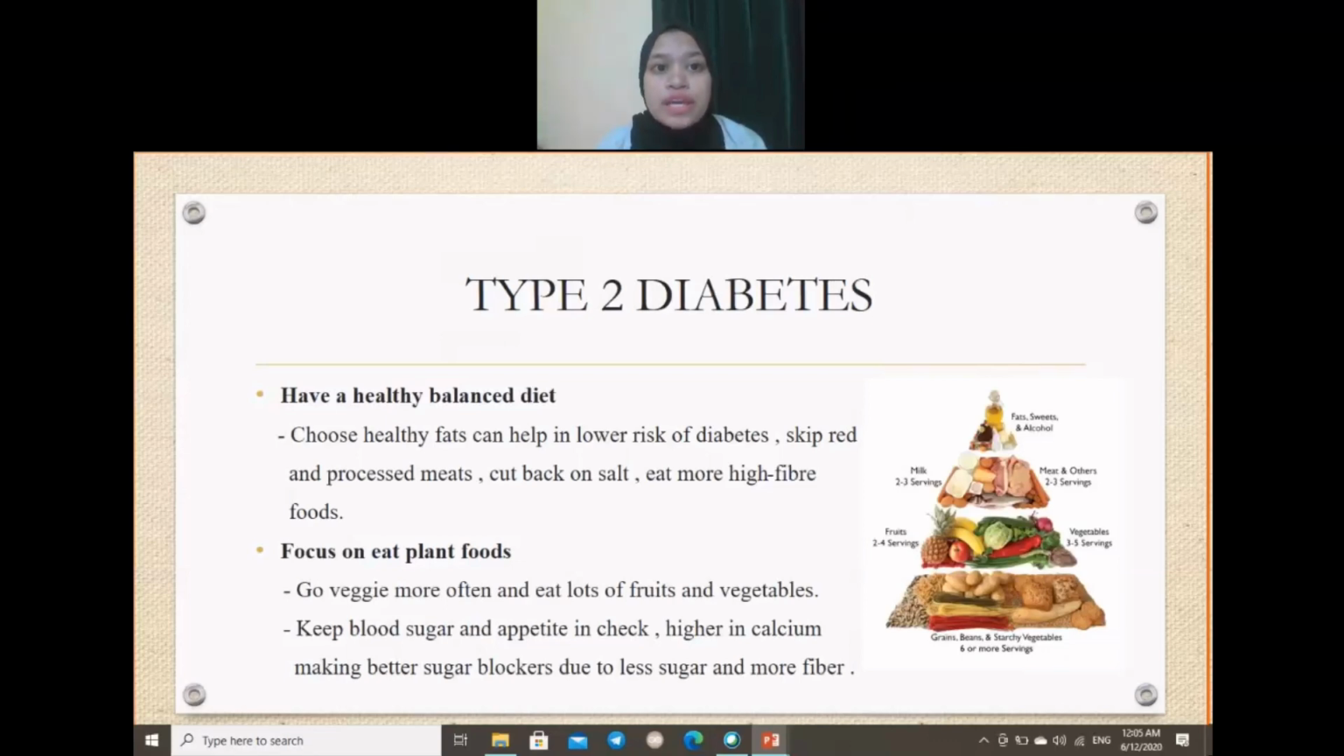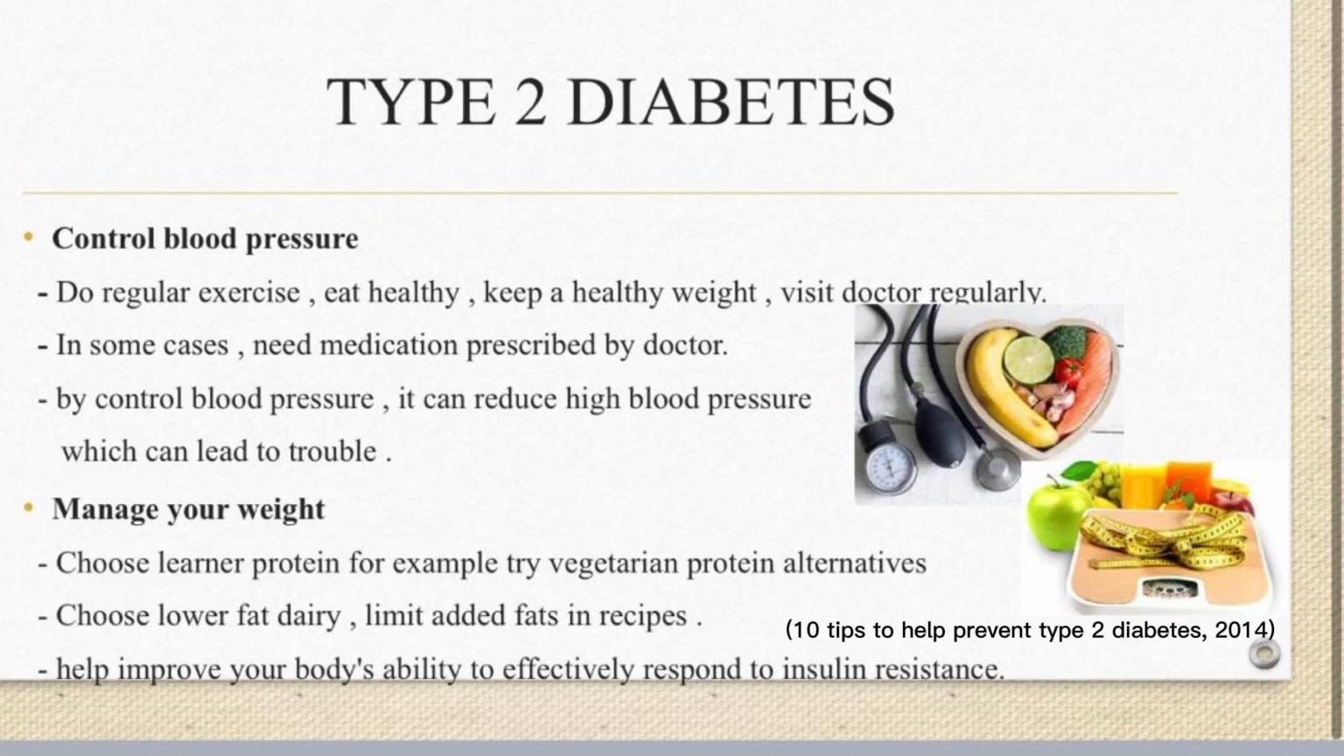For a midday snack, you can look for plant foods that digest slowly and are higher in calcium, making them a better sugar blocker due to less sugar and more fiber. Next, control blood pressure by doing regular exercise and eating healthy. By controlling blood pressure, it can reduce high blood pressure which can lead to trouble.